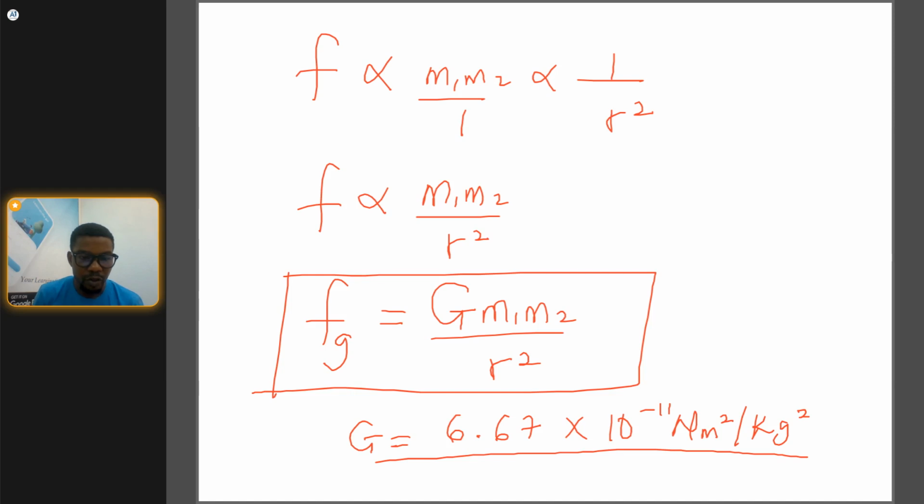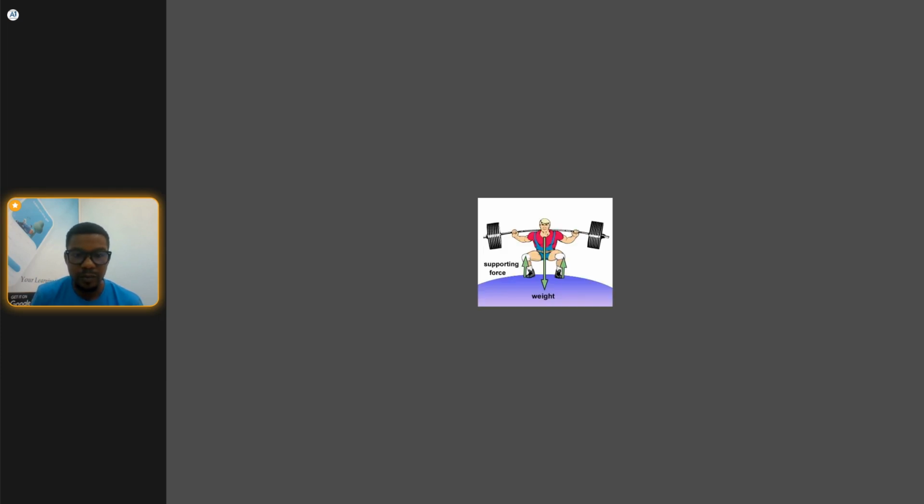All right. So I'm going to clean the board. Take note of this formula. We'll be using it in calculation. Okay, let's proceed. Weight and mass. All right. So let's make use of this picture. This is a picture we are going to use to explain what weight is.